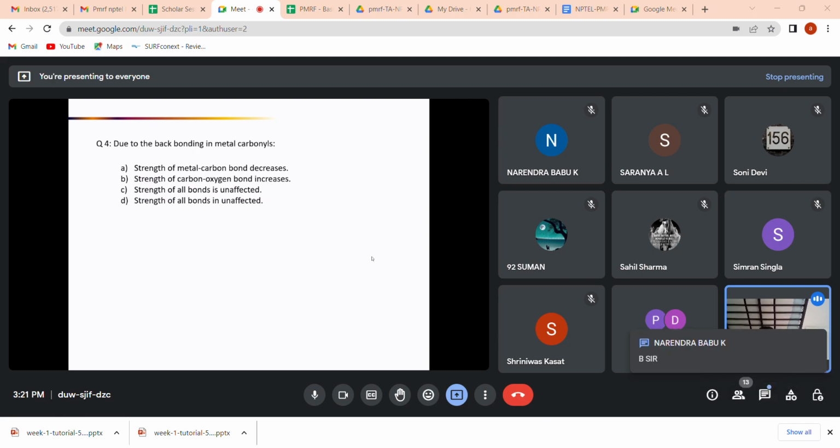So if you see the bonding characteristic of each of those, how will the strength of metal carbon bond change when there is a back bonding? Initially the ligand, that's the carbonyl, is going to give its electron to metal, and there will be a back bonding from metal to ligand. So how will the bond distance or the strength of metal carbon bond change? Obviously it should increase or it should decrease.